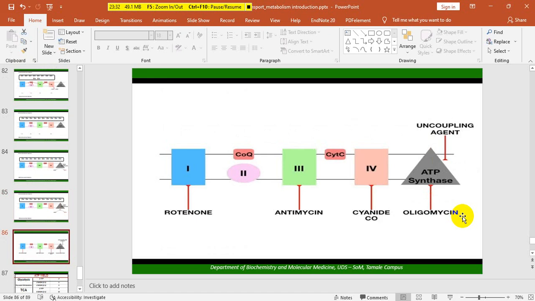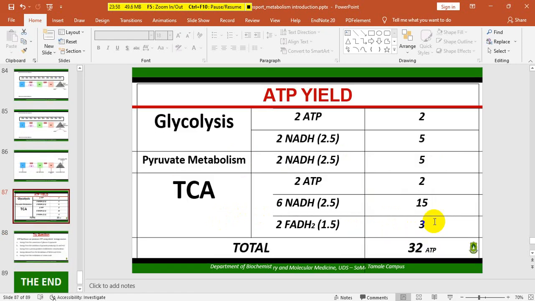These are some things that can inhibit this electron transport chain: rotenone, actinomycin, cyanide, oligomycin. They can inhibit it, so they cause uncoupling of the enzymes or the protein complexes.